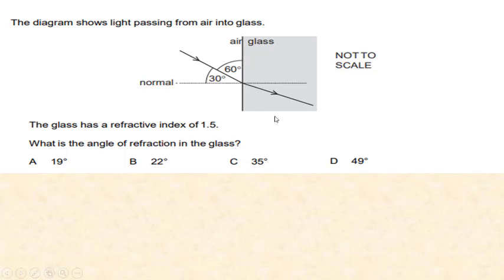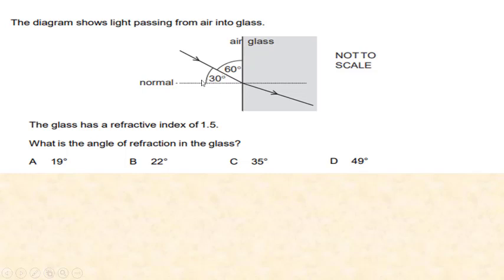Okay, senior 2. To get n equal sine phi over sine theta. N is given as 1.5. But the question now is, where is the angle of incidence? Where is phi? Is phi 60 or 30? The definition of angle of incidence is the angle between the incident ray and the normal line. This is the normal line and this is the incident ray. And this line represents the separating surface. So the angle of incidence is 30.